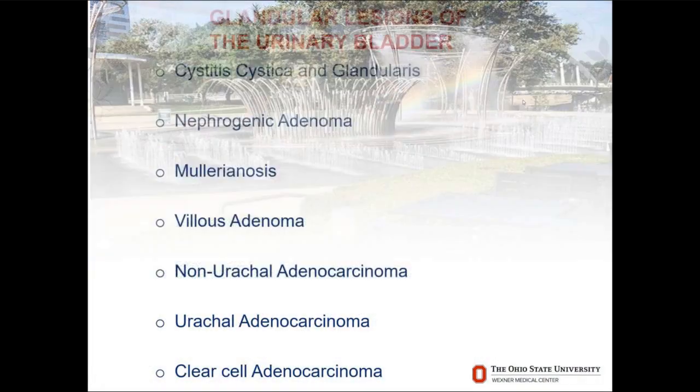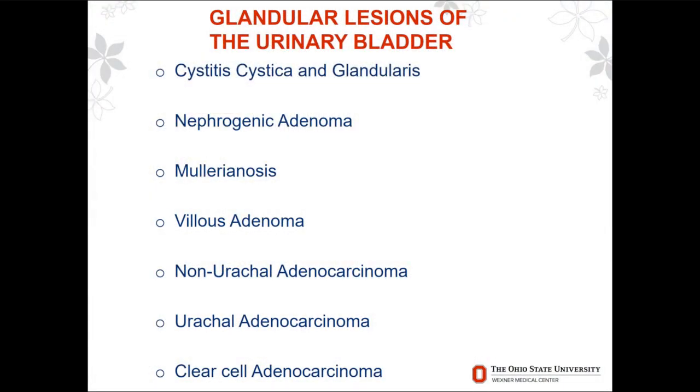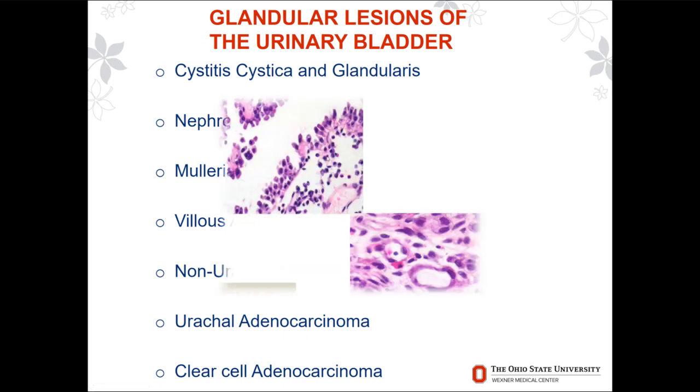So with this, I'm going to talk about some of the glandular lesions of the bladder. This includes cystitis cystica, nephrogenic adenoma, Mullerianosis, villous adenoma, non-urachal adenocarcinomas, urachal adenocarcinomas, and clear cell adenocarcinomas.